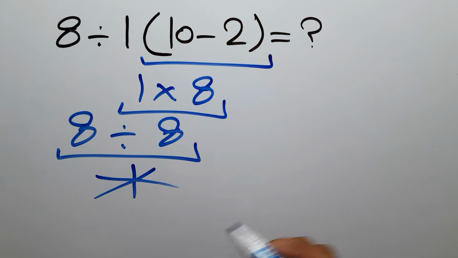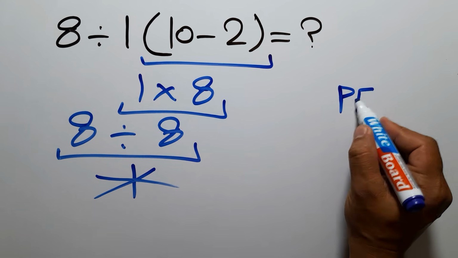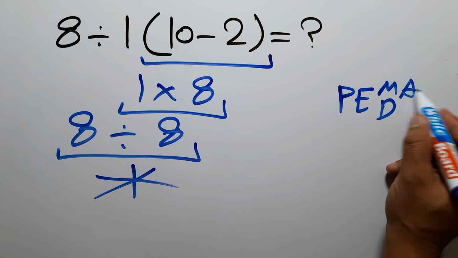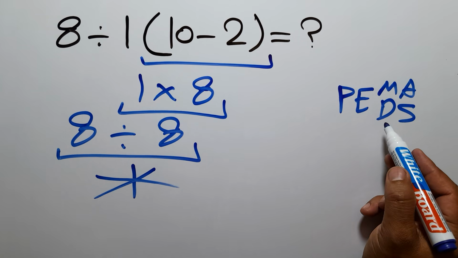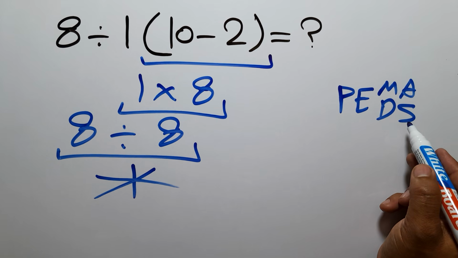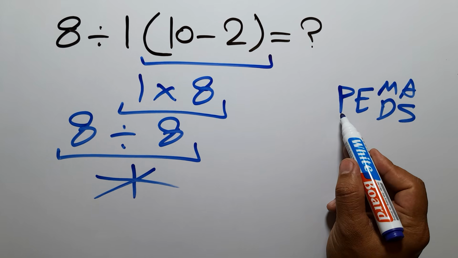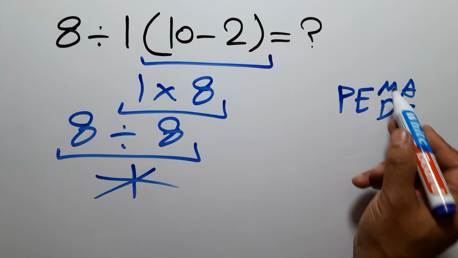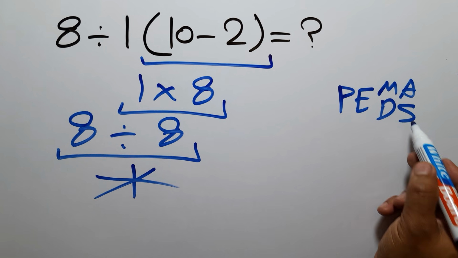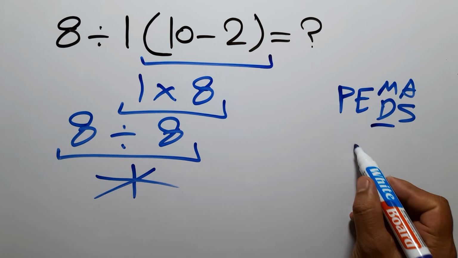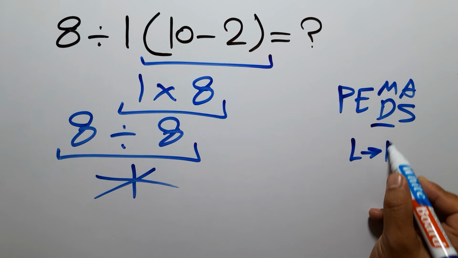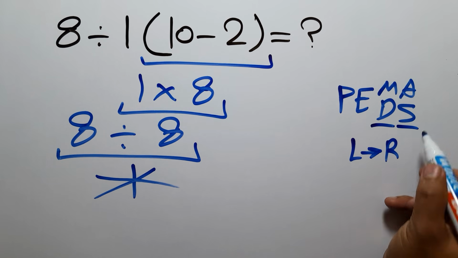Because according to the rule of operations, which is PEMDAS, P stands for parentheses, E stands for exponent, M and D stand for multiplication and division, and A and S stand for addition and subtraction. First we have to do parentheses, then exponent, then multiplication or division, and finally addition or subtraction. Remember that multiplication and division have equal priority and we have to work from left to right. And the same applies to addition and subtraction.